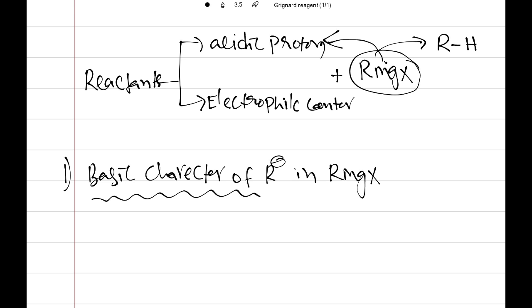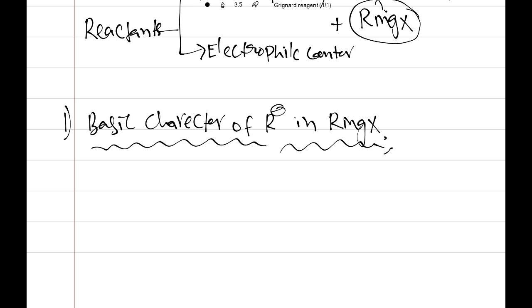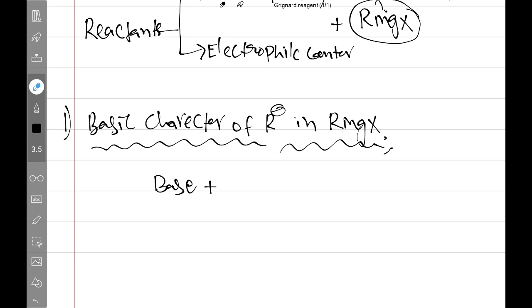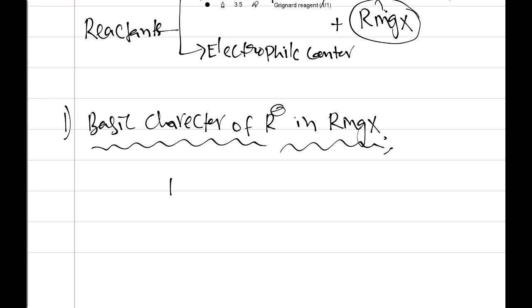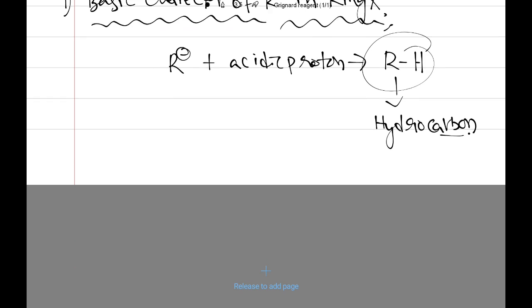If you see here, what is the base function as we discussed earlier? A base always attaches to the acidic proton. Simply I can say that here R minus takes this acidic proton, so we get RH. That means we get a hydrocarbon.